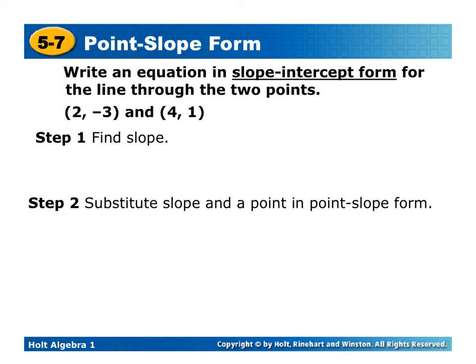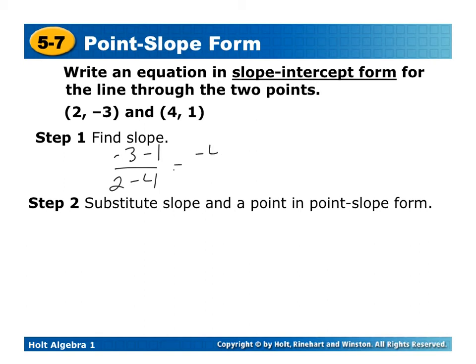Alright, so now let's look at another example of how we can actually use this when we are just given 2 points on a line and nothing else. So first thing we're going to do is find the slope. So remember that's the rise over run, or a change in y over a change in x. So here I'm going to do -3 minus 1 over 2 minus 4.